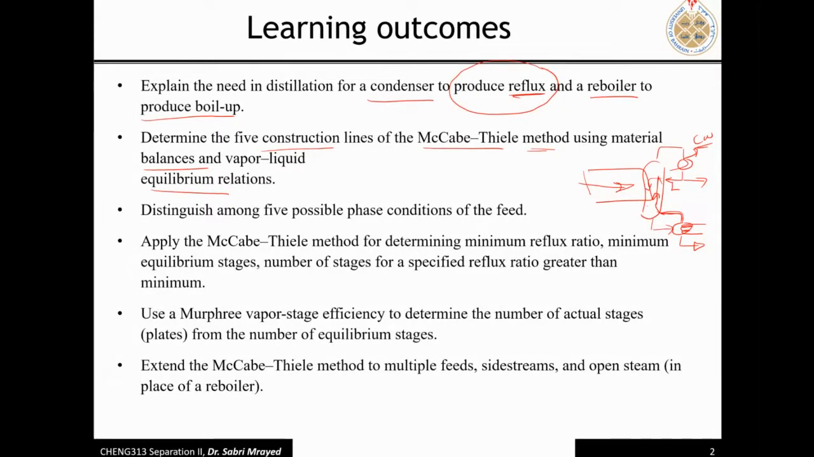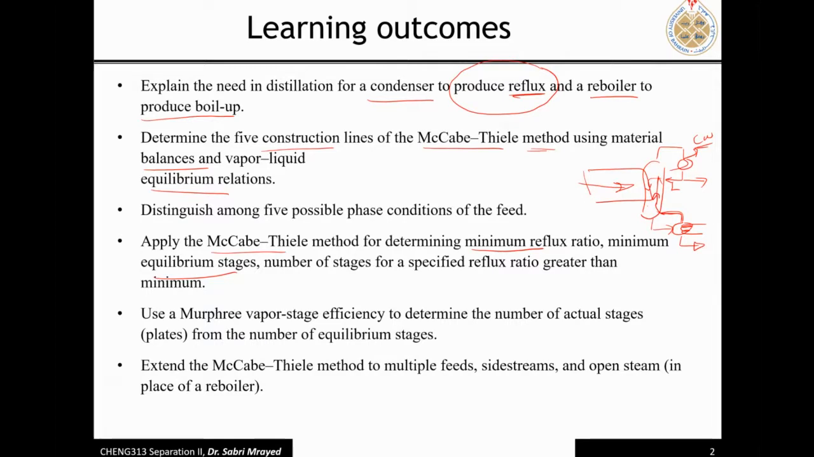Apply the McCabe-Thiele method to obtain the minimum reflux ratio, the minimum equilibrium stages, and the number of stages for a specified reflux ratio greater than minimum. So once we explain the idea and the structure of the graph, which is called the McCabe-Thiele method, we will see how we can use this to determine the limitations. And this is a very important step when you do any design in the future, inshallah.